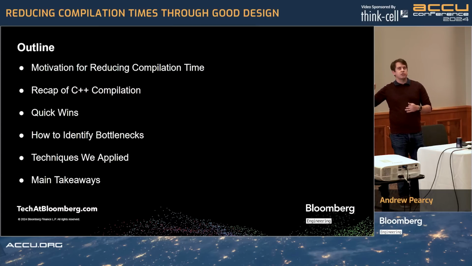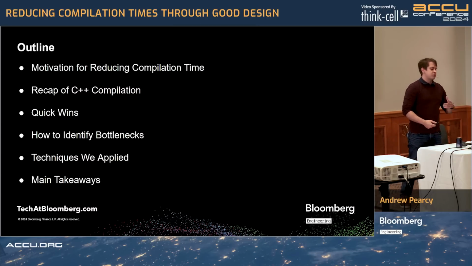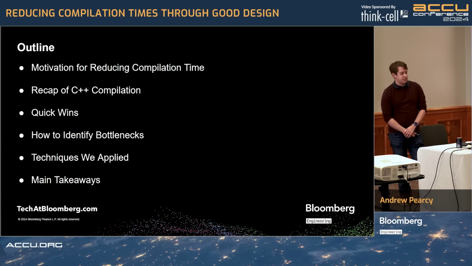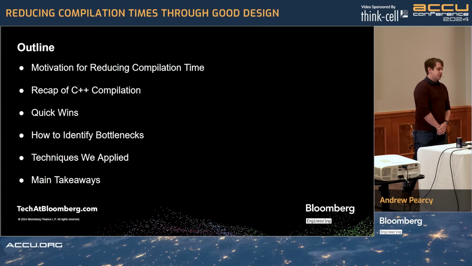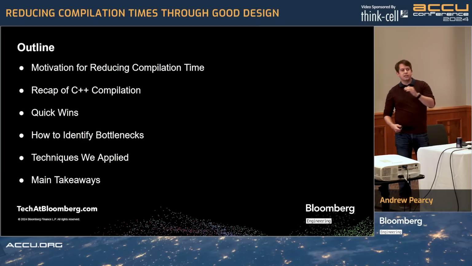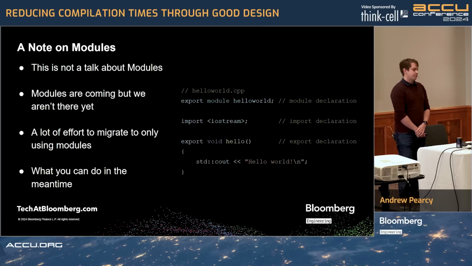So some ideas, something you can just drop into your code, drop into your toolchain without having to modify any code that might give you some advantages. We're going to look at how we identified the bottlenecks in our compilation, then go through the techniques we applied and the improvement we saw from each of those techniques, and then I'll summarize the main takeaways and things we learned.